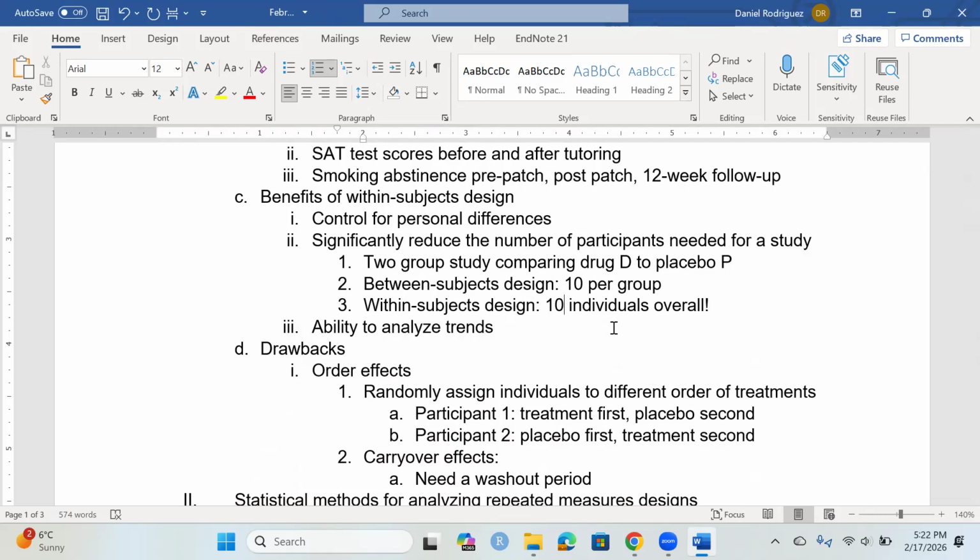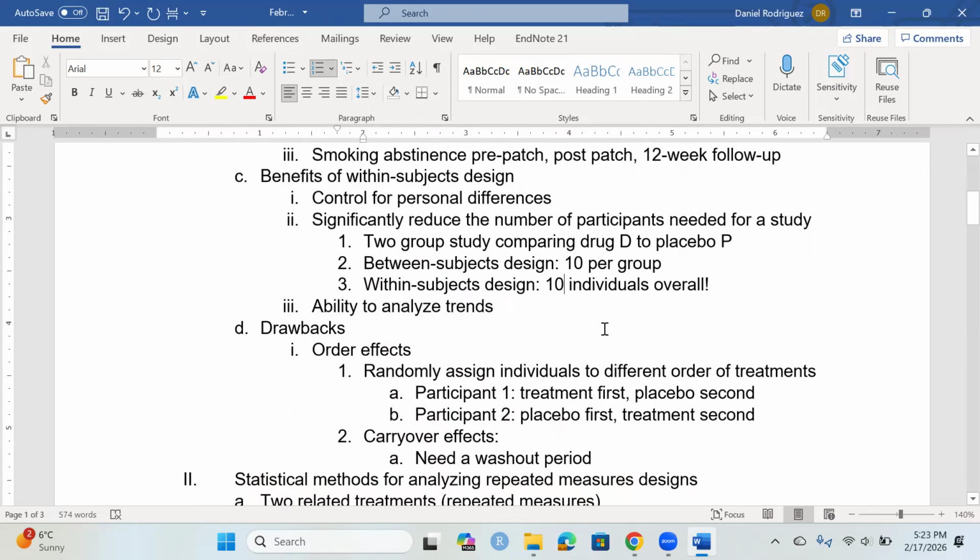So there's this cost effectiveness to these studies. For instance, if I'm paying everybody $100, we're going to have $2,000 versus $1,000. So we save about half of the amount of money, right? And that's certainly one big benefit of doing a repeated measures design.